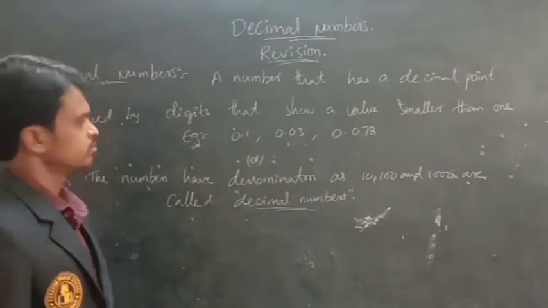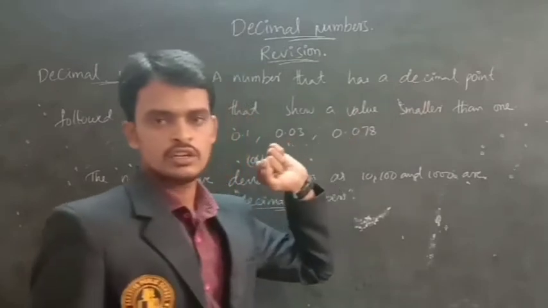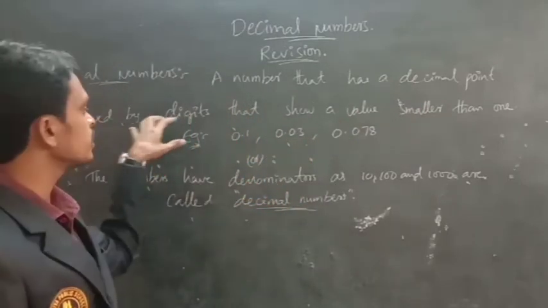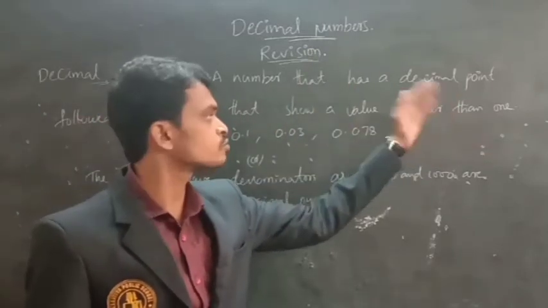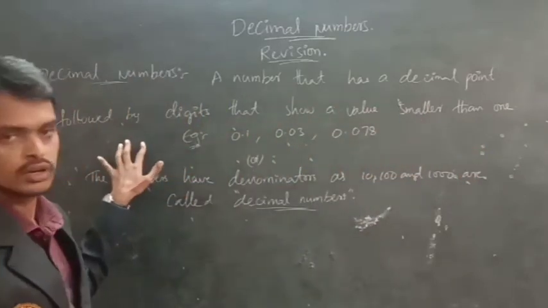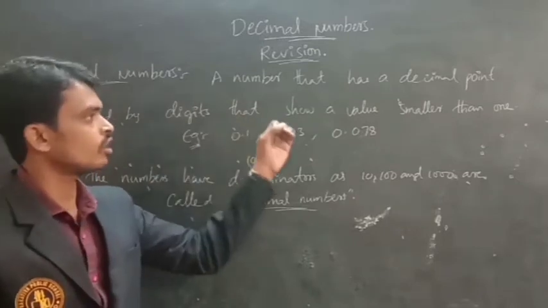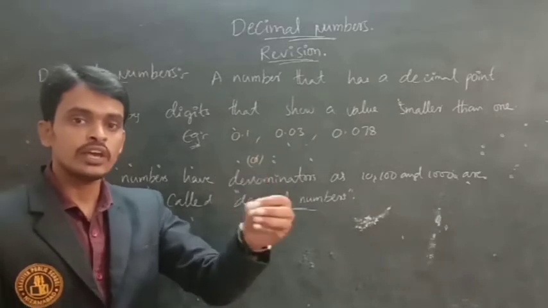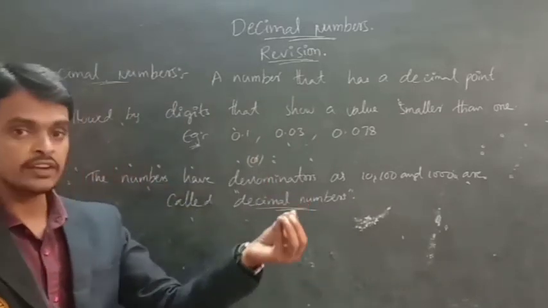Definition of decimal numbers: a number that has a decimal point followed by digits, showing the value is less than 1, smaller than 1, is called a decimal number. So here, the value of a decimal number is always less than 1.